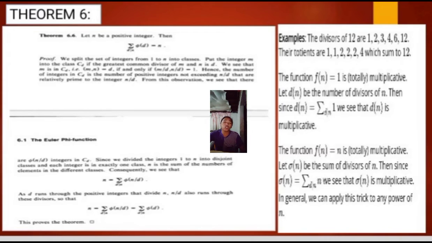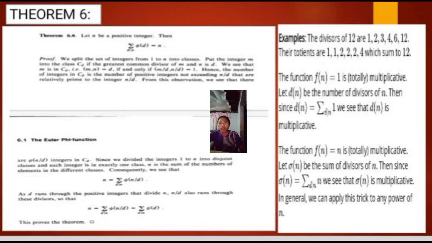So the function f(n) = n is totally multiplicative. Let σ(n) be the sum of divisors of n. Since σ(n) is equal to the summation of f(d) over d dividing n, we see that σ(n) is multiplicative. In general, we can apply this trick to any power of n.